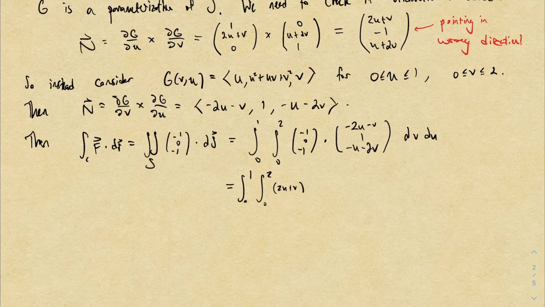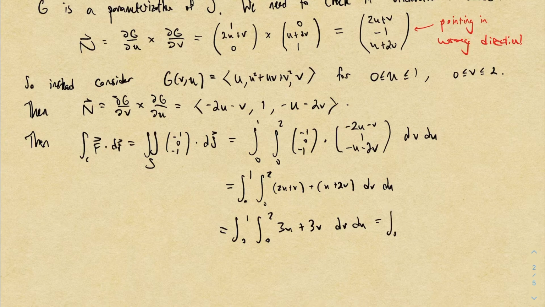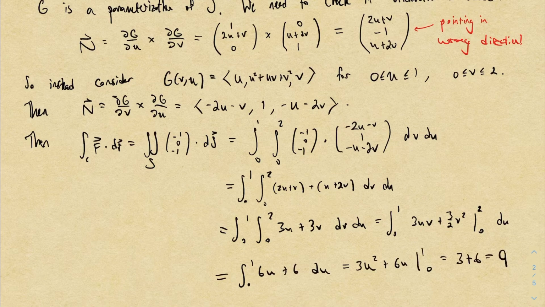Multiply out that dot product. Simplify. Do some calculus. And there you go.